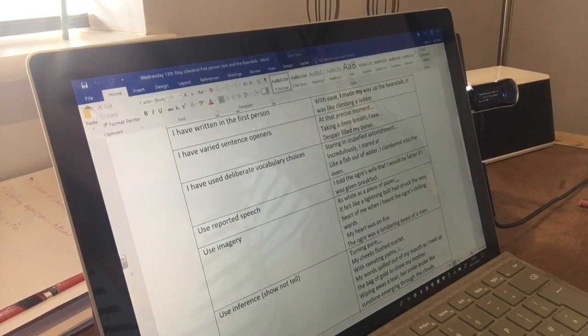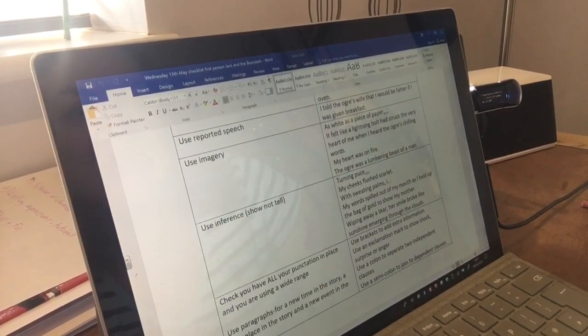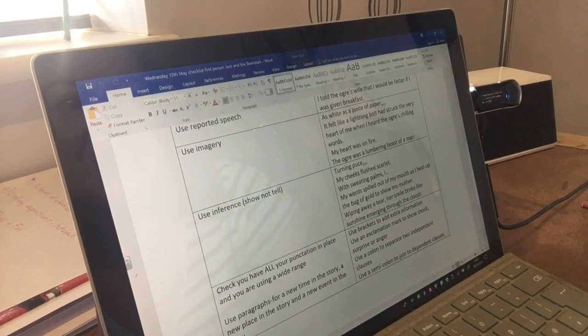And just like yesterday, you're going to vary your sentence openers again to keep the reader maintained and to add interest to your writing. So I've got, "At that precise moment," "Taking a deep breath I saw," and "Despair filled my bones." Again, you're going to use deliberate vocabulary choices. Again, this keeps your writing really interesting, and again, it engages the reader. So I've got "staring in stupefied astonishment," "incredulously I stared at," "like a fish out of water, I clambered into the oven." And again, try and use reported speech, so you're retelling the speech that's already been said. It's not coming directly out the character's mouth.